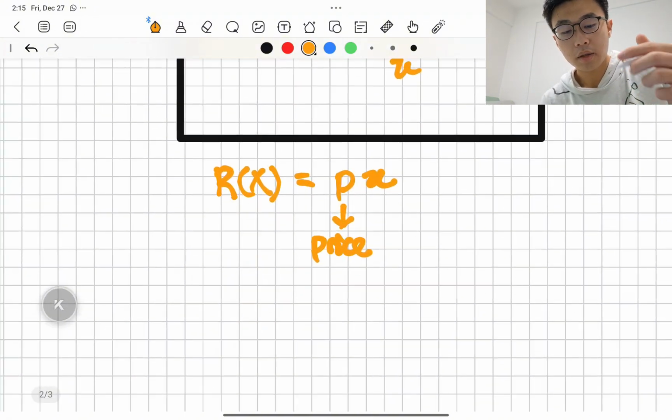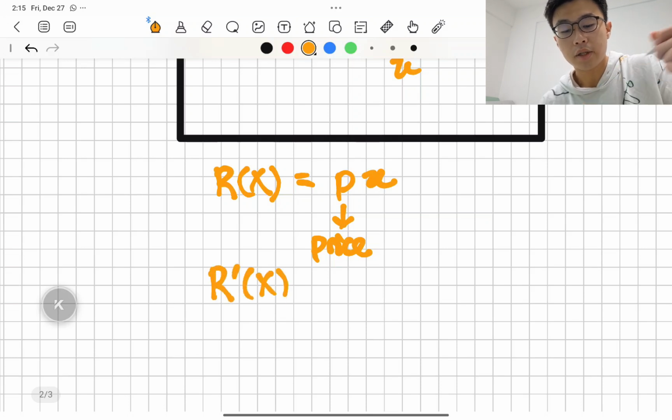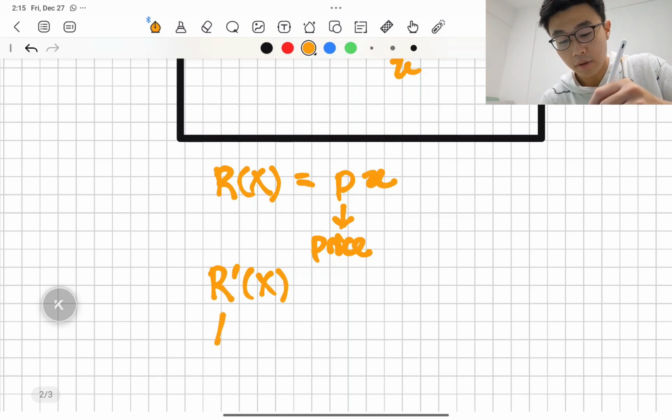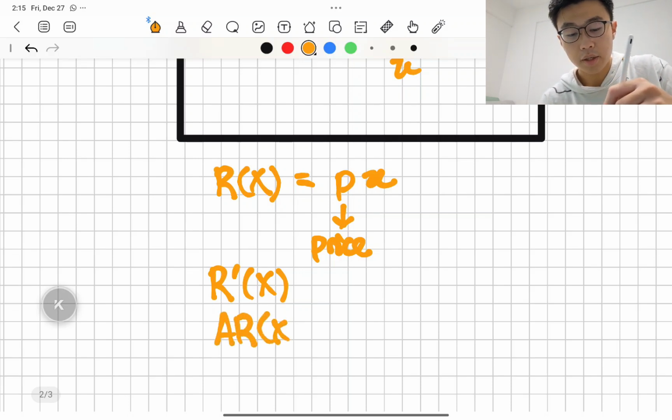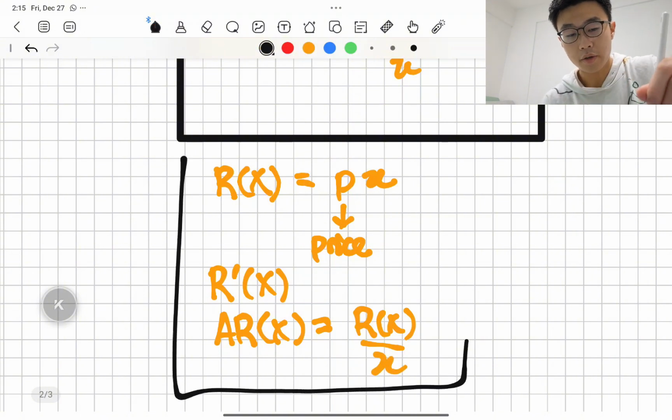Okay, the marginal revenue is also the same, which is R'(x), the first derivative of R(x). And the average revenue function is AR(x), which is equal to R(x) over x. This is the revenue function.